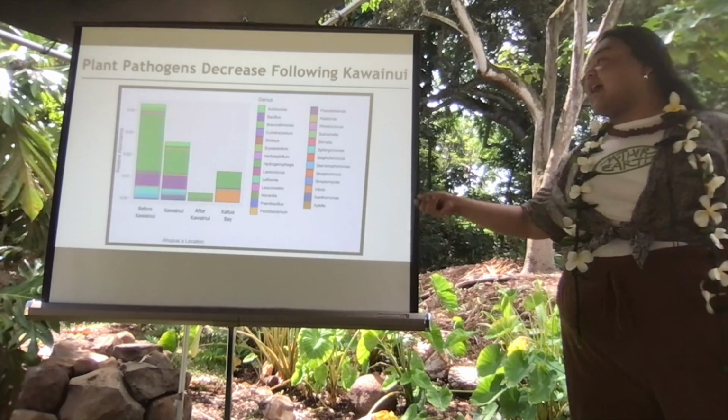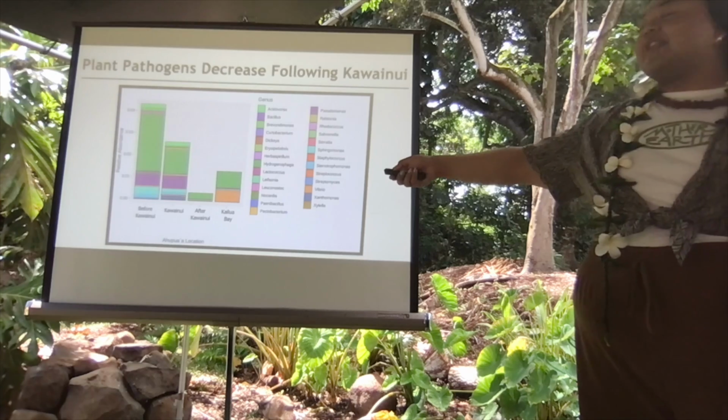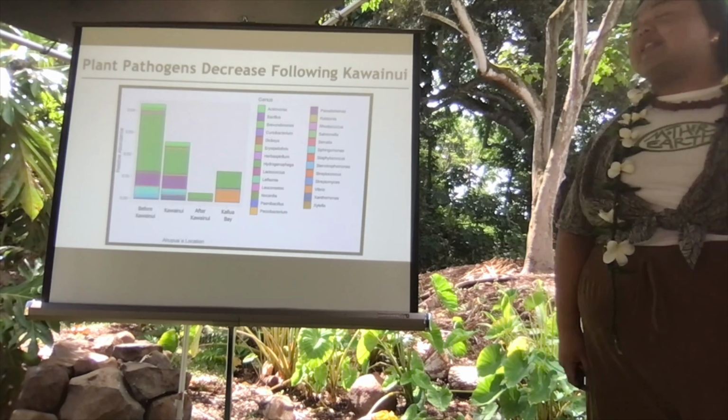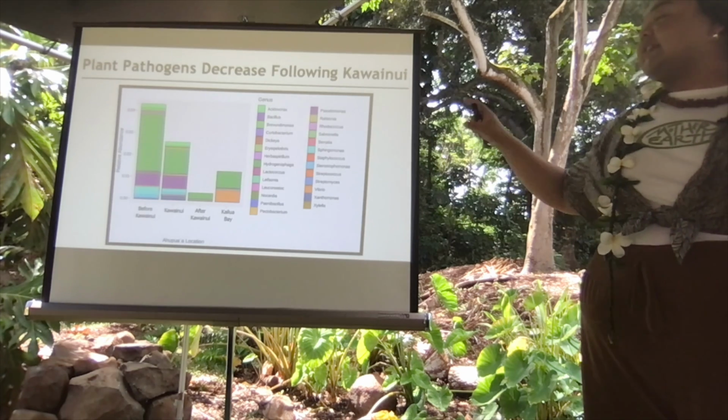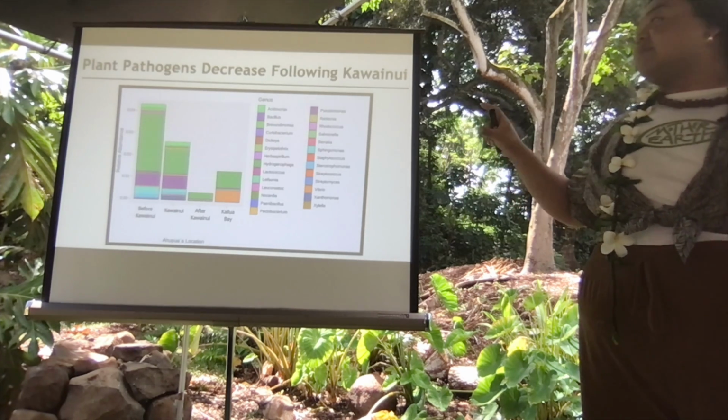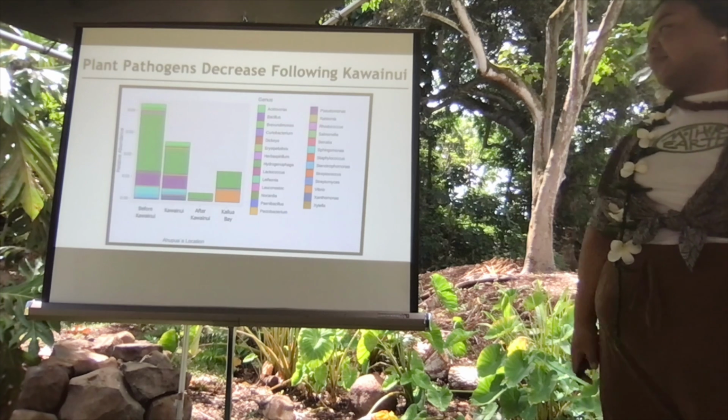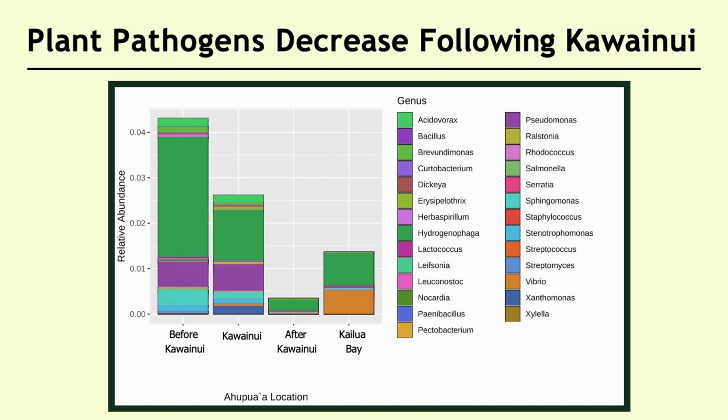And here is a figure that we have. So to orient you to this figure, on the y-axis we have the relative abundance. So this is basically like the percentage, and this is on the scale of 1. So this is specifically for plant pathogens relative to the whole bacterial community. On the x-axis, we have the ahupuaʻa locations separated into bins of before Kawainui, in Kawainui, after Kawainui, and in Kailua Bay. And these bins are separated further into, you can see the different colors, the bacteria to the genus level.